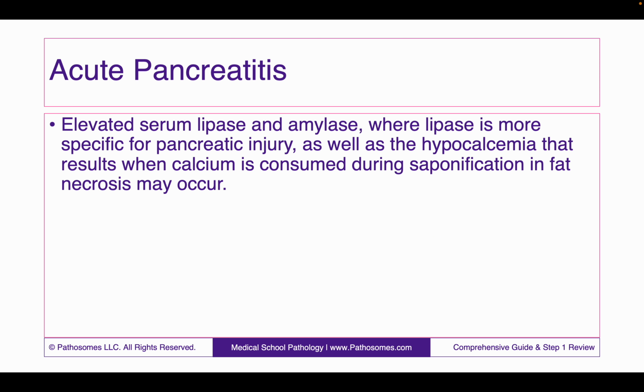A key differentiator would be elevated serum lipase and amylase, where lipase is more specific for a pancreatic injury, as well as the hypocalcemia that results when calcium is consumed during saponification, and fat necrosis may also occur, right?